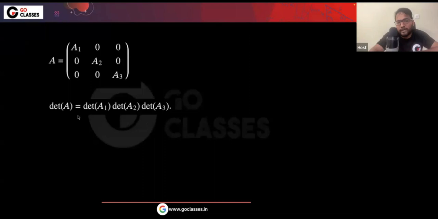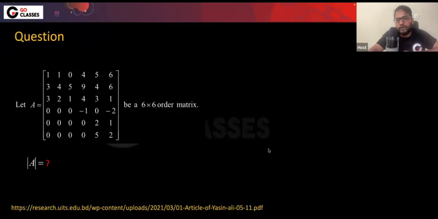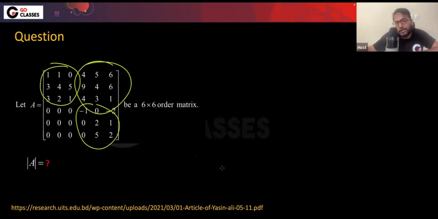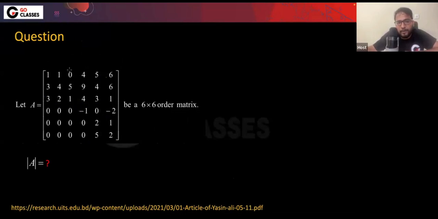Now the determinant of A, since it is a block diagonal matrix, will be just the determinant of A1 into A2 into the determinant of A3. Okay, now let's see what is the determinant of this whole matrix. This is one matrix, this is another matrix, this is another matrix. So this is the upper triangular matrix. That's why the determinant will be just the determinant of this into the determinant of this, right?